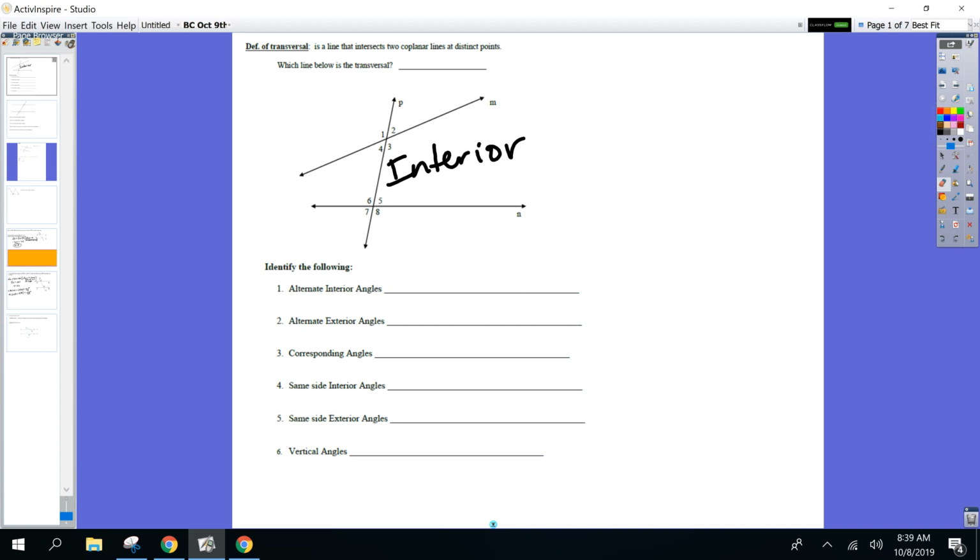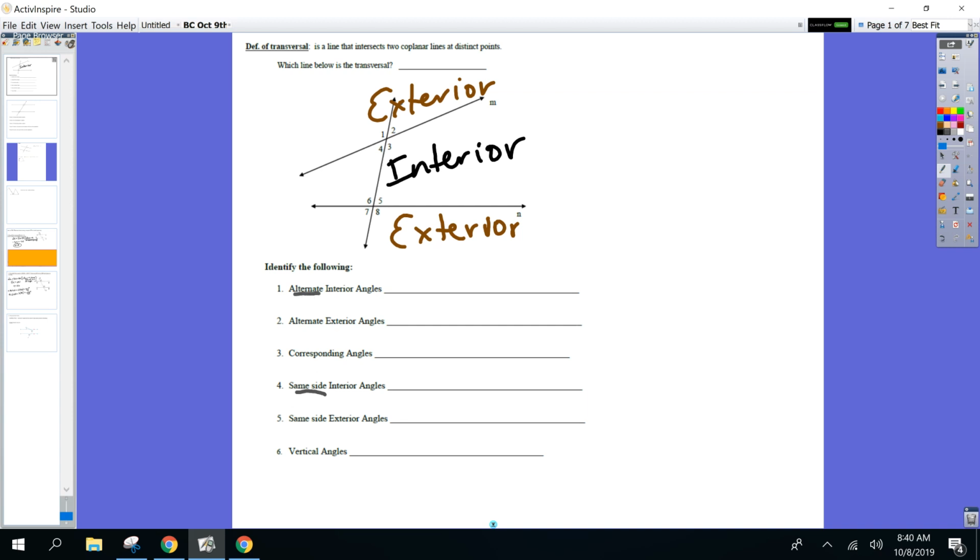If I didn't do the interior, I must have been outside and did the exterior. So anytime I see the word exterior in any of these angles, I know they have to be located somewhere outside. Okay, perfect. Now you will also start seeing same side and alternate.